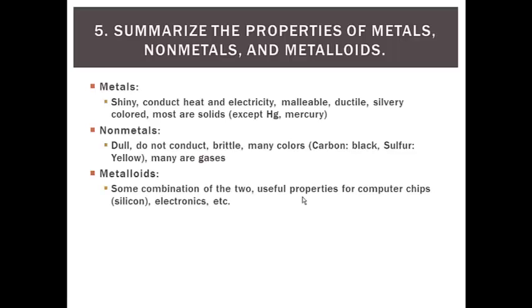Metalloids. Those are just something that's in between the two, and these are the most interesting and most useful of these categories. The most known one is going to be silicon, which is of course used for computer chips. It's a semiconductor. So that makes these metalloids useful for all kinds of electronics, computer chips, that sort of thing.